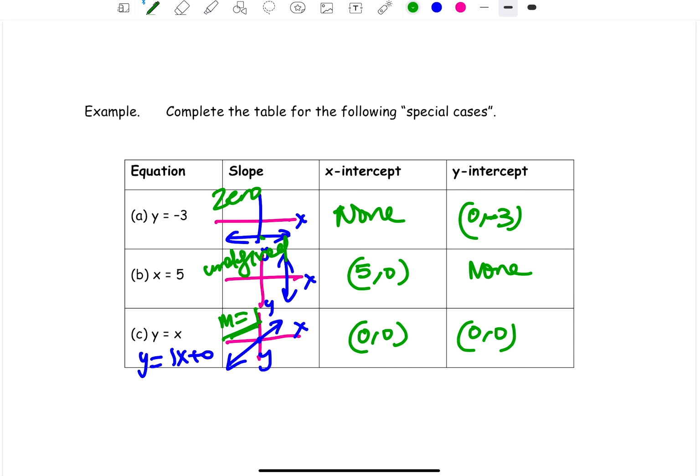That was all for intro to linear functions. In the next video, we'll talk about writing the equation of a linear function.